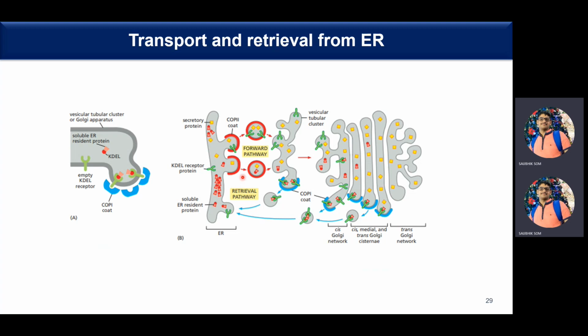So during the transport, the forward pathway, some proteins from the ER membrane with the help of COP2 coating go and fuse to the Golgi bodies, correct? This is the Golgi. Now what happens, some of these proteins are known as the ER proteins. So the ER resident proteins have something specific known as KDEL.